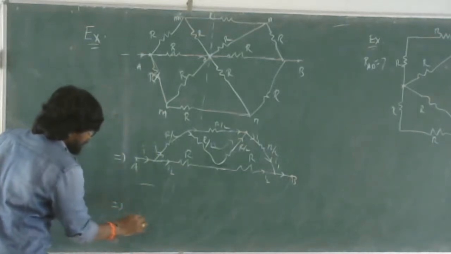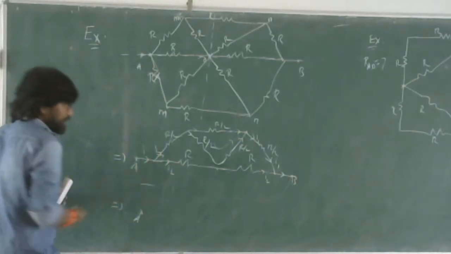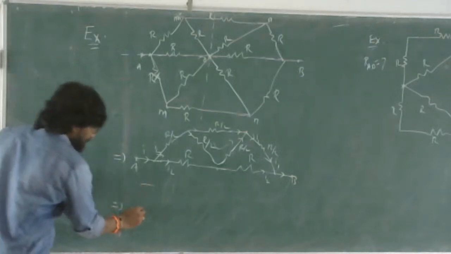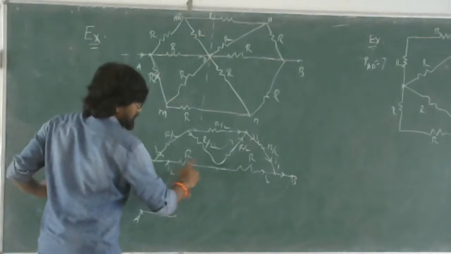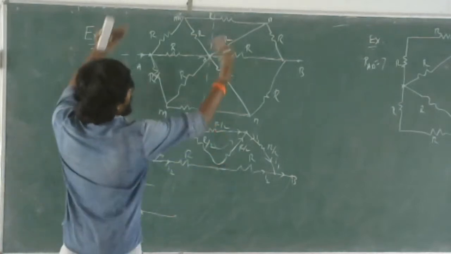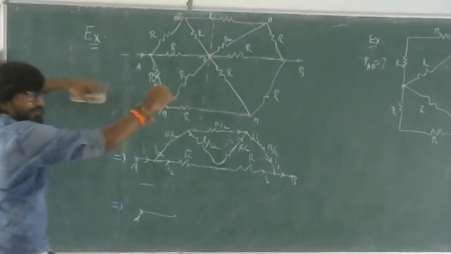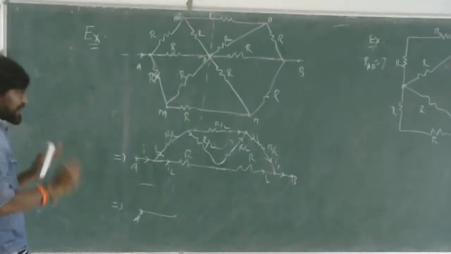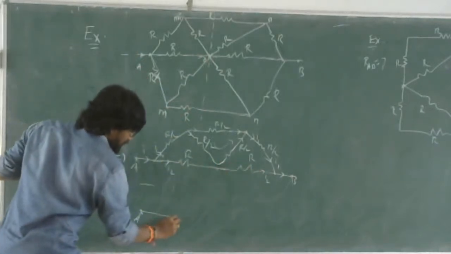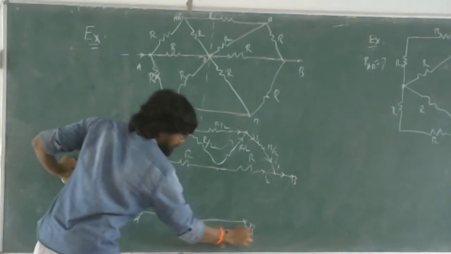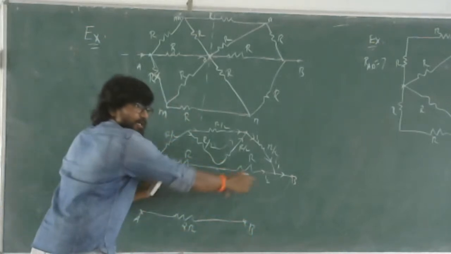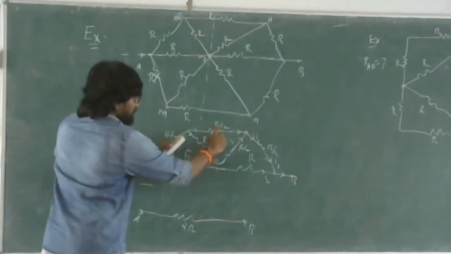The next step? You can see this, just do it yourself quickly. These two you can replace with 1. This is R, right? When we are folding, this has nothing to do with any other parallel resistor. So these two, R plus R, become 2R. This is 2R. Yes? Here, this becomes 2R.